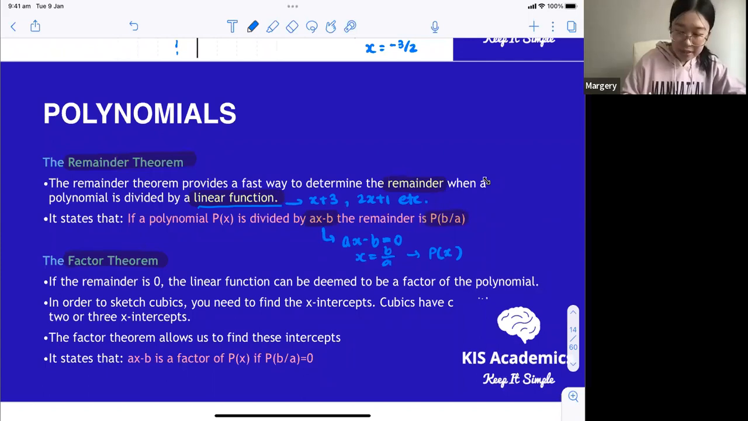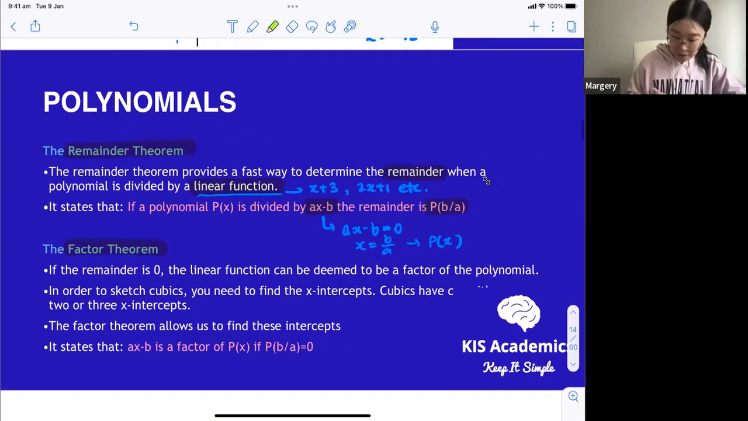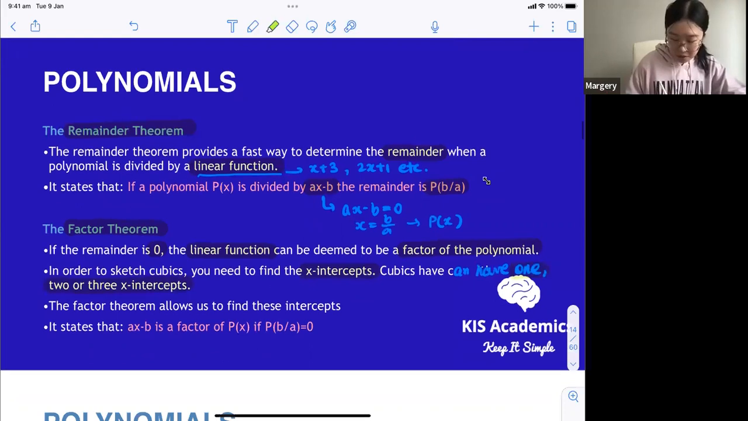And our factor theorem is very similar. It follows on from the remainder theorem. It tells us that if the remainder is 0, then our linear function is a factor of the polynomial. In order to sketch our cubic graphs or quartics, any graphs with a higher power, we need to find the x-intercepts. Cubics can have either 1, 2, or 3 x-intercepts. When sketching, in order to find these intercepts, we first need to factorize and solve. The factor theorem allows us to factorize and solve for these intercepts.